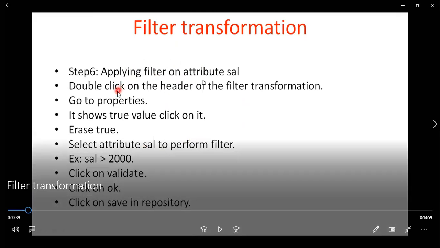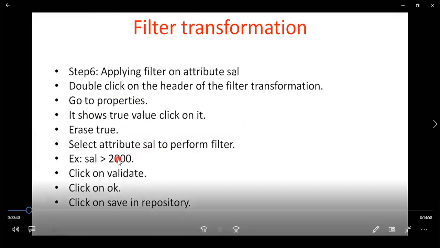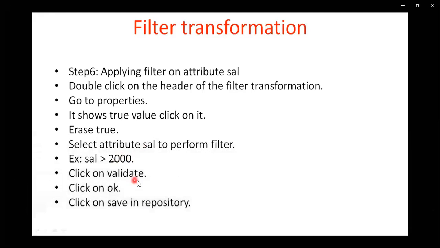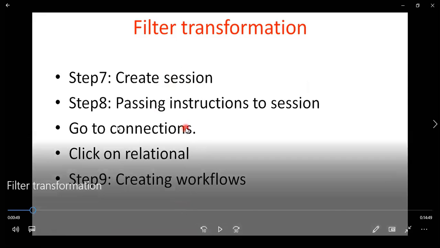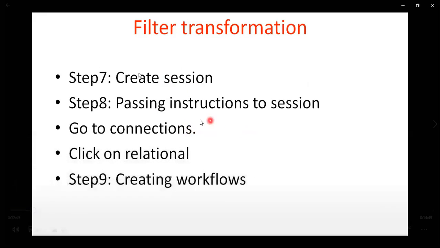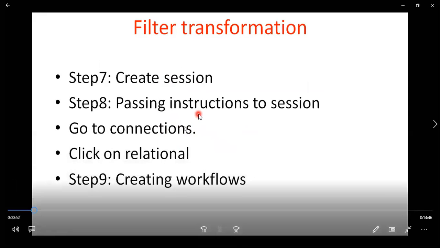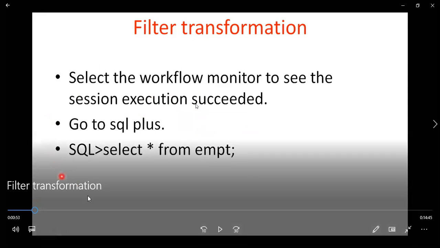That means double click on the header, and you will have some properties. In the properties window, you will specify salary greater than 2000. Validate this and then save the repository. Finally, create the session, passing the instruction to the session, which you already discussed previously. And then finally, you will display the result by using the SQL Plus editor.